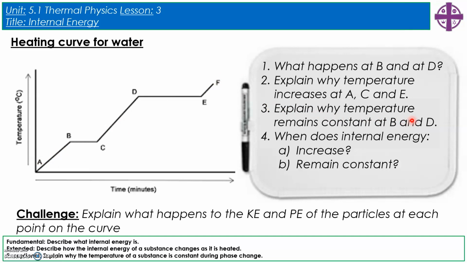Why does temperature remain constant at B and D? Well, it remains constant because it's changing state, which means potential energy is increasing, not kinetic energy. And kinetic energy is what temperature is, basically. Temperature is a measure of the kinetic energy of the particles.